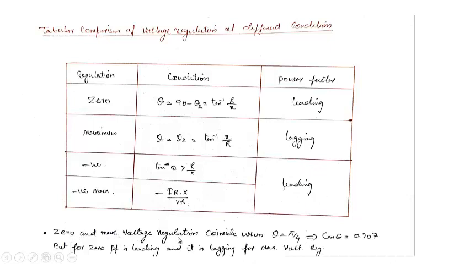So 0 and maximum voltage regulation may be coincident when theta is equal to pi by 4. You can see when theta is equal to pi by 4, this will be also equal to pi by 4. Here also this is pi by 4, this will be pi by 4. But for 0 voltage regulation, power factor is leading and it is lagging for the maximum voltage regulation. For that case you have to be very careful.